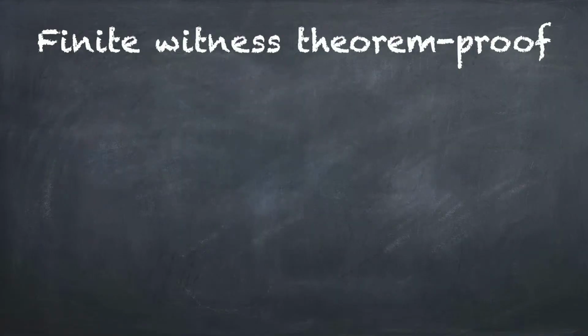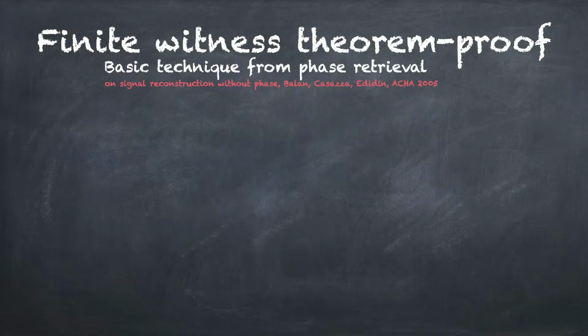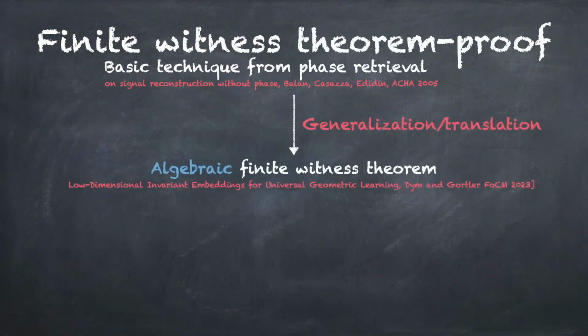I'll say one thing about the proof, at a very, very high level. First of all, I need to give credit: the basic technique for this proof comes from phase retrieval. In 2005, there was a pretty famous result that if you want to reconstruct a signal in C to the n up to a global phase, then you can do it with a linear number of measurements, 4n minus something. Basically, what we do is based on that theorem's technique.